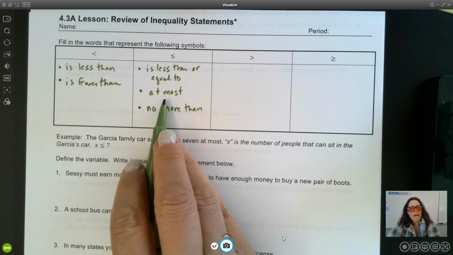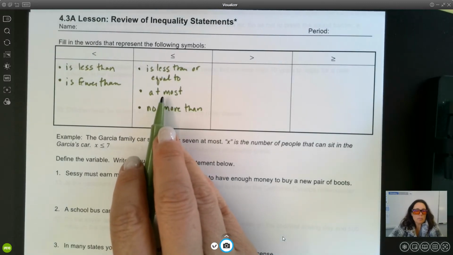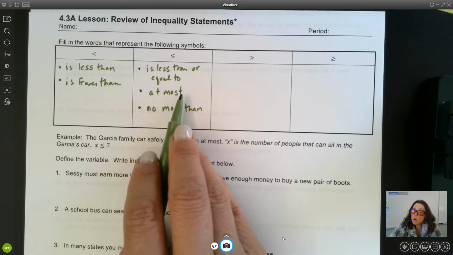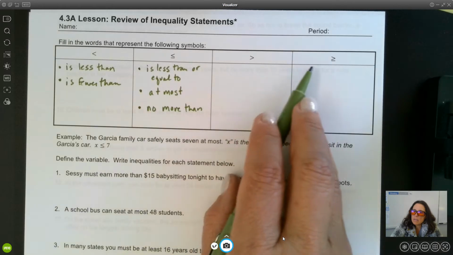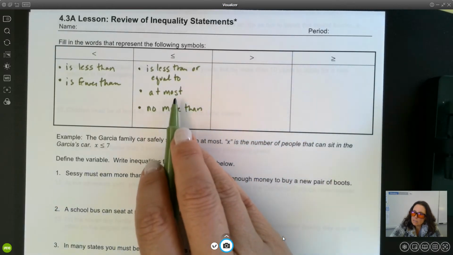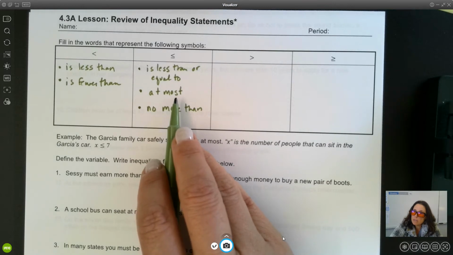If you have at most 20 bucks in your pocket, can't you have 20 or less than that? You can't have 25. So don't be confused when you see the word most. Don't be thinking that it's a greater than. You need to think about the meaning of it. If you have at most 20 bucks in your pocket, can't you have 10? Can't you have 20? But can you have 25?